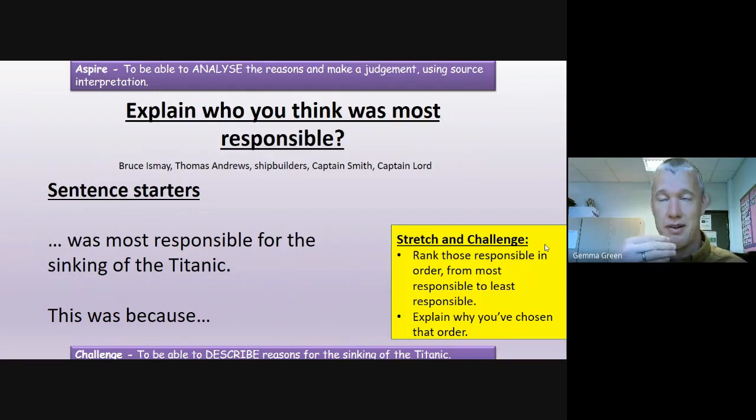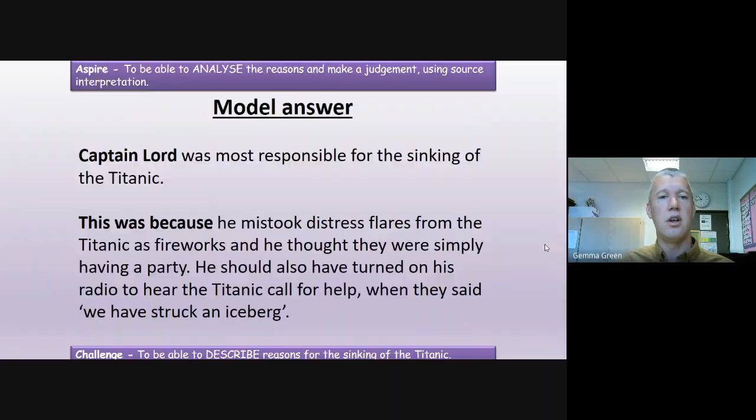This is an investigative lesson. So I just want you to investigate and look at the evidence you've been supplied with. Who do you think was most responsible for the sinking of the Titanic? I'm looking forward to seeing your answers, year 6s.